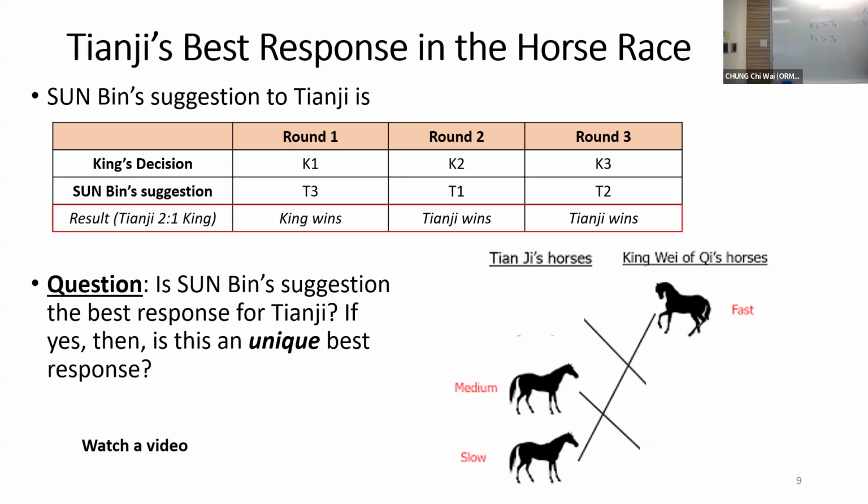Now you can see the result is 1-2. Tenji won two rounds and just lost one round. So for the whole game, Tenji won the game. The question is, at this point, we assume the king is inactive, keeps the original sequence, and Tenji is active, changes the sequence. All right.